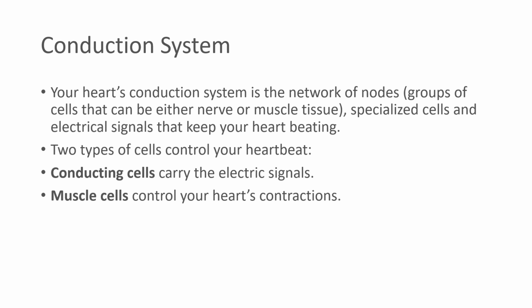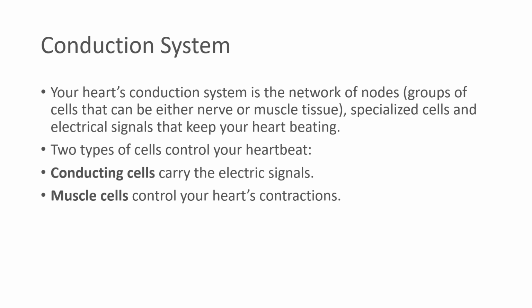So in the beginning, the conducting system is the most common starting part of your ECG. Conduction and contraction are happening together, so only then is the ECG waveform developing. Your heart's conducting system is a network of nodes, groups of cells that can be either nerve or muscle tissue, specialized cells and electrical signals that keep your heart beating. You all understand. There is a specialized cell, and there is also the electrical signal in the muscle. Then only it makes your heart beat.